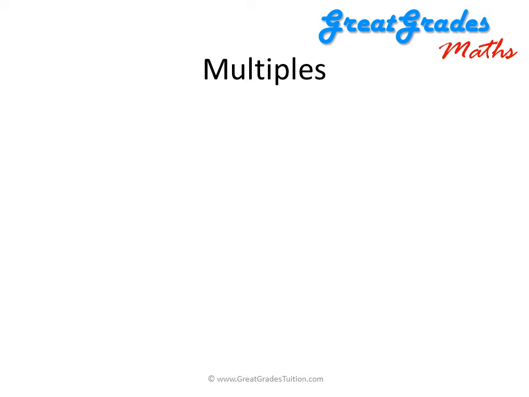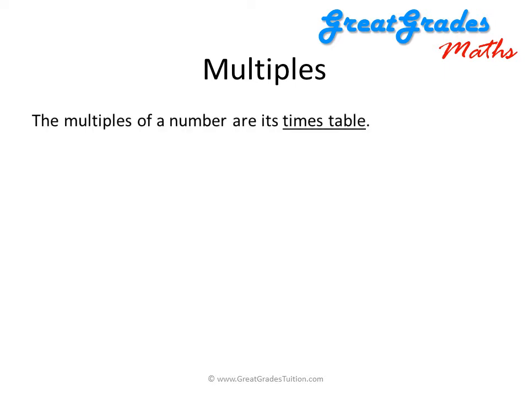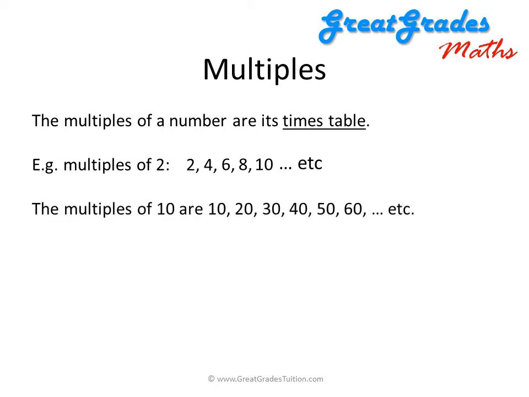What exactly are the multiples of a number? Well, the multiples of a number are quite simply its times table. So for instance, if we wanted to list the multiples of 2, all we would have to do is to list the 2 times table. So it starts with 2, and then we have 4, 6, 8, 10, and so on. But what if we wanted to find the multiples of 10? Well, again, all we would have to do is to list the 10 times table. And that would give us 10, 20, 30, 40, 50, 60, and so on.